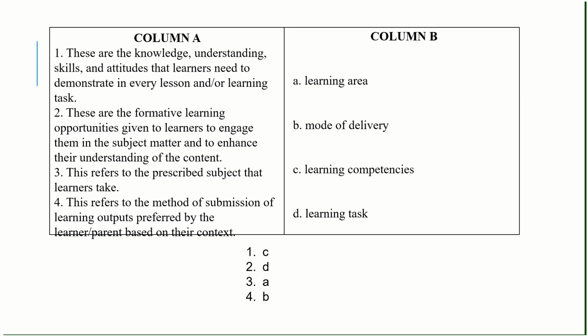Number 3, this refers to the prescribed subject that learners take. The answer is A. Learning area. Number 4, this refers to the method of submission of learning outputs preferred by the learner or parent based on their context. The answer is B. Mode of delivery.